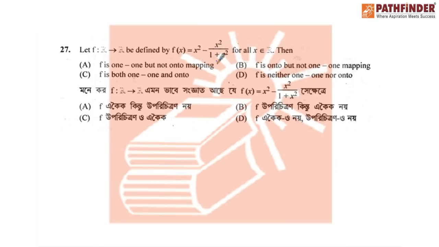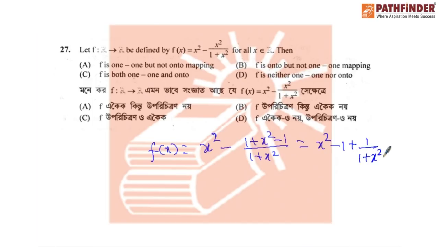So if you rewrite the function, f(x) is equal to (x square plus 1 plus x square minus 1) by 1 plus x square, which is equal to x square. Here it is minus, so we have to write minus instead of plus: x square minus 1 plus 1 by 1 plus x square. Now look at the options.